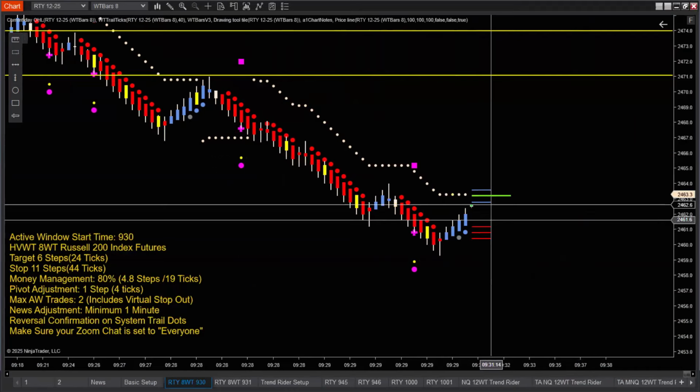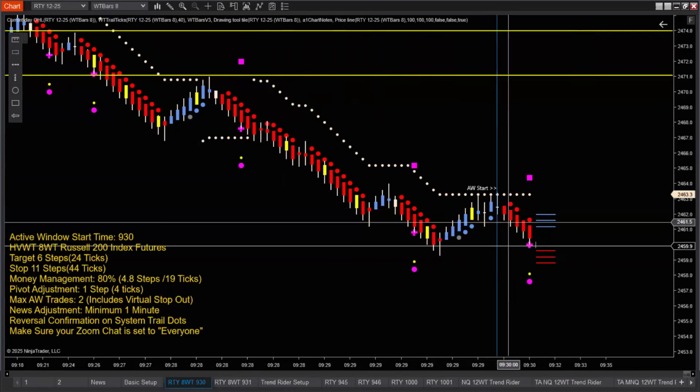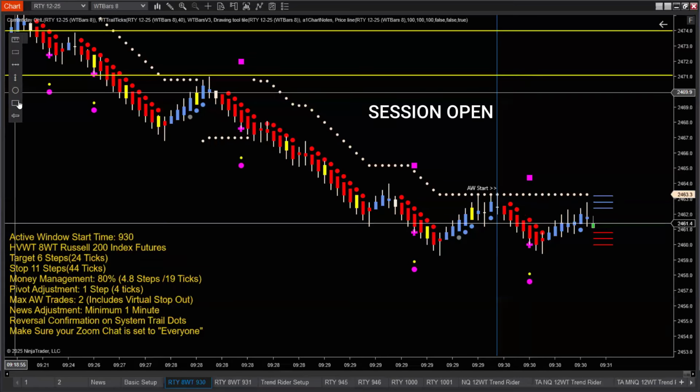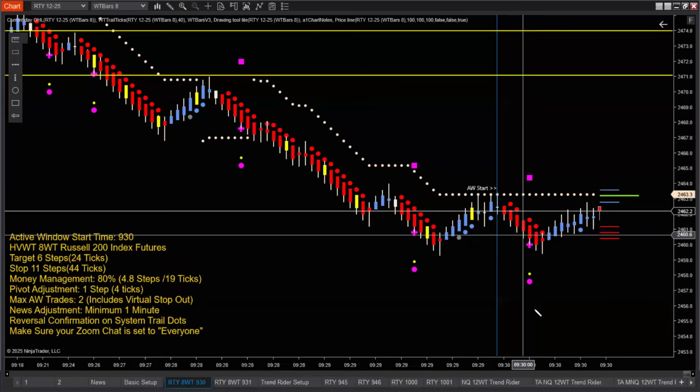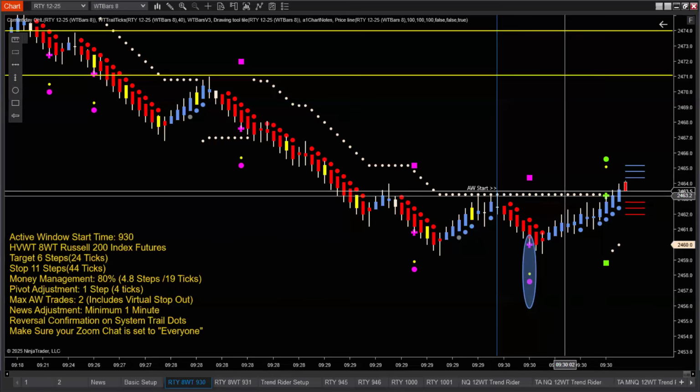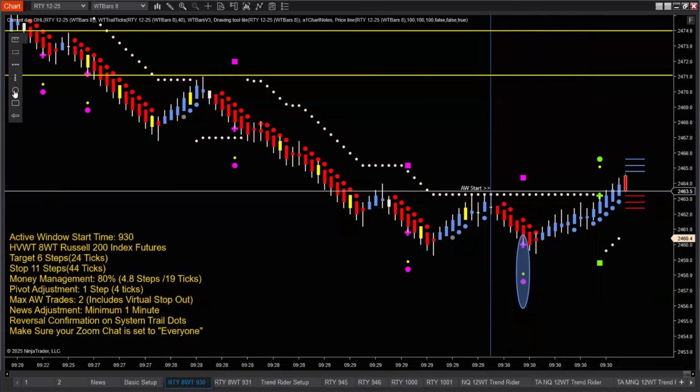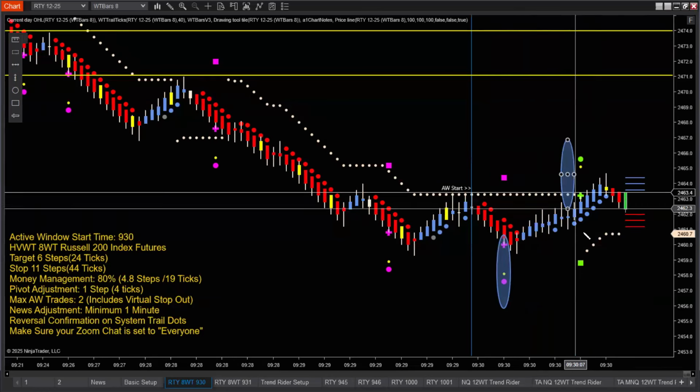Morning at 9:30. All right, we're waiting right there. There's our active window start, so fast we couldn't. That was a pop and pivot. It happened in less than half a second. But this is a trade. Now we have the reversal. This would be a reversal right through those trail dots. Wow. So these are 2 trades.